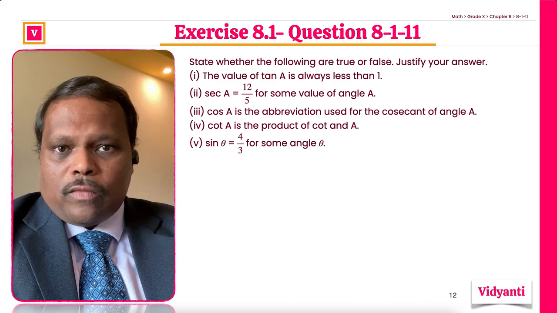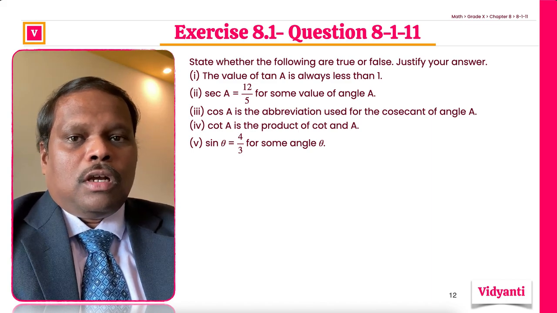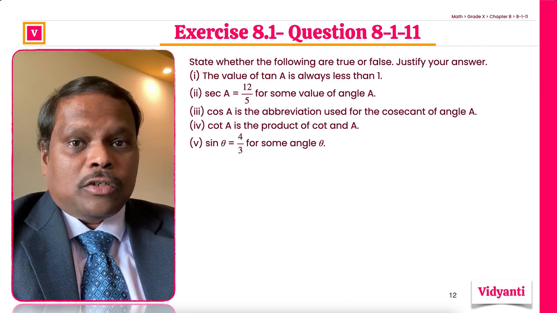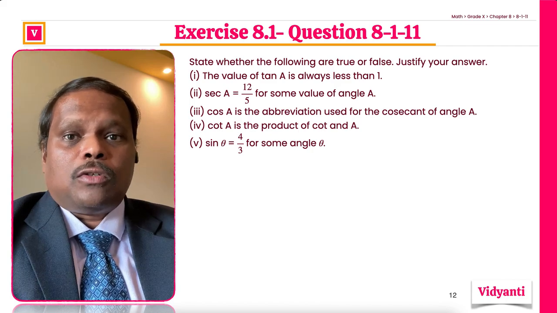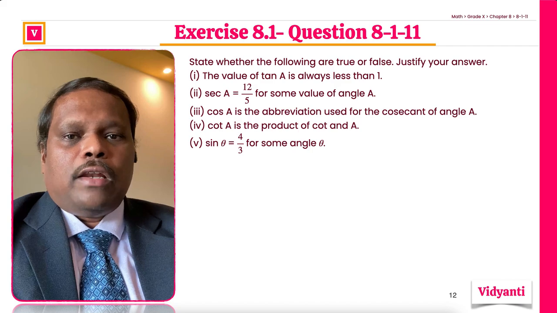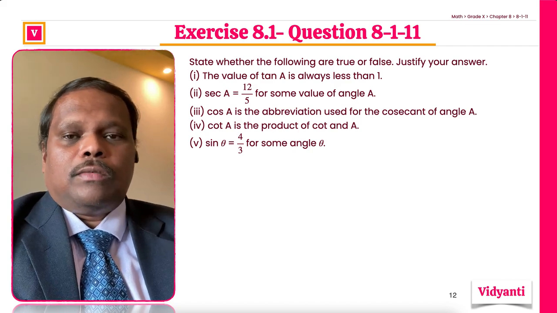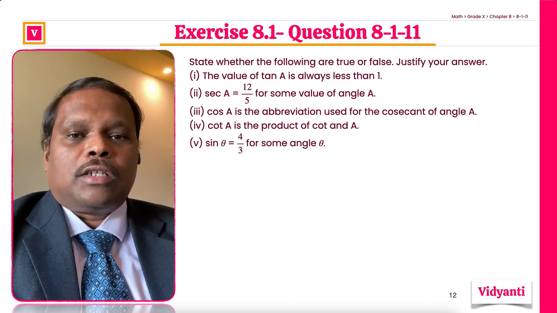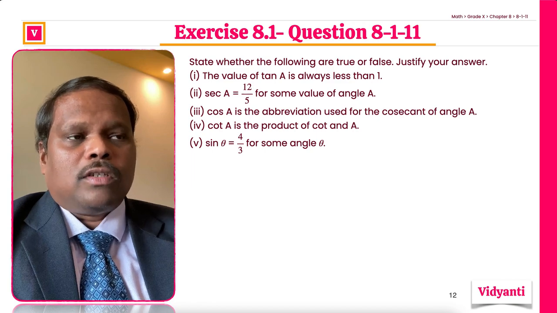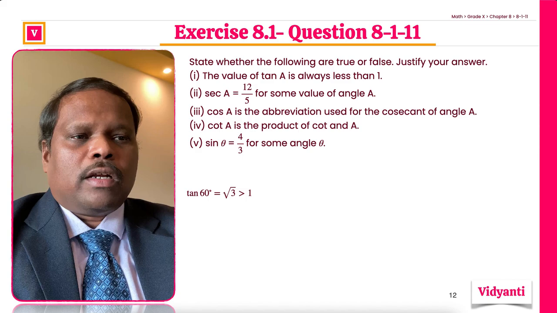The value of tan A is always less than 1. That's not true. The value of tan is actually 1 for 45 degrees. So tan of 45 degrees is 1. Below 45 degrees, the value of the tan ratio is less than 1. But once you exceed a 45 degree angle, tan is actually greater than 1. So this is absolutely not true. So I'm going to mark it as false.